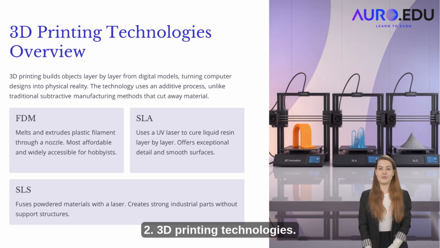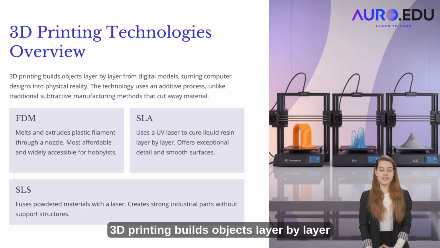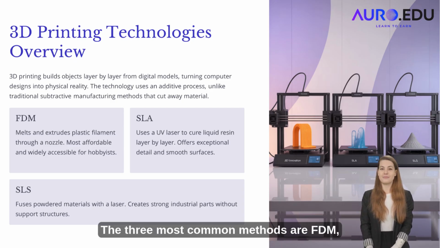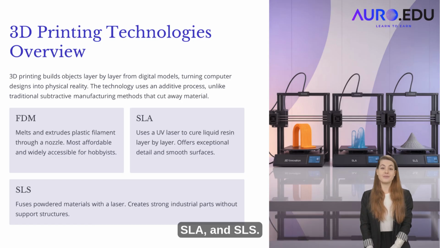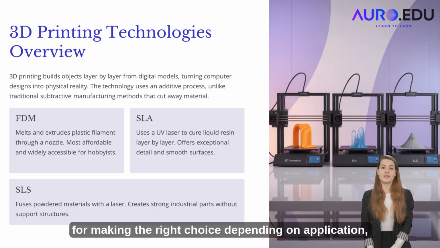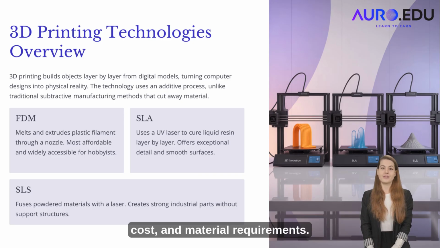2. 3D printing technologies. Overview. 3D printing builds objects layer by layer from a digital model. It includes different technologies, each suitable for specific needs. The three most common methods are FDM, SLA, and SLS. Understanding their core differences is essential for making the right choice depending on application, cost, and material requirements.